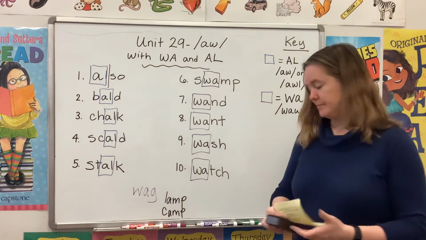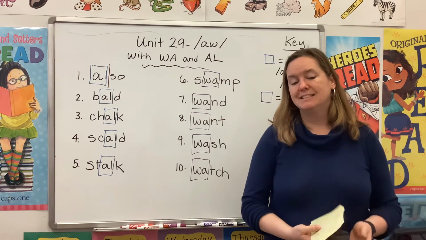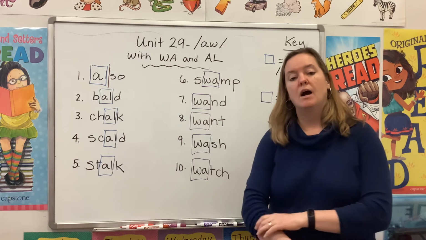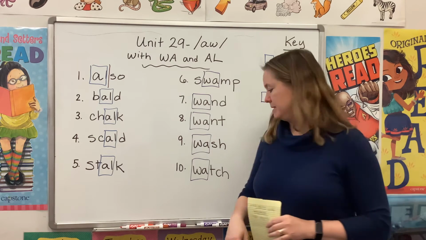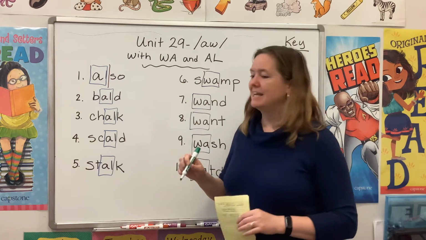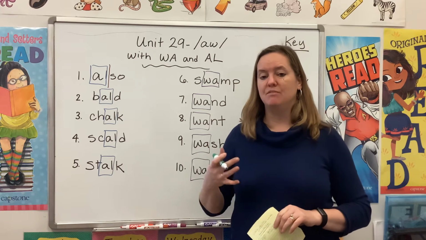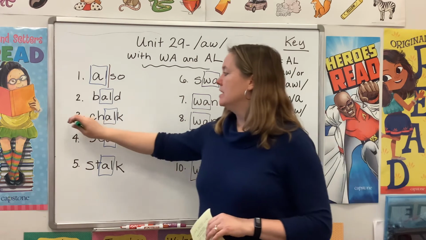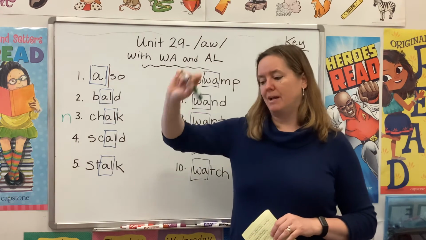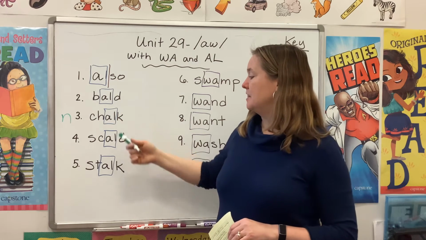Okay. What I'd like to do next is go through our list, talk about the meanings of the words, and as we do, we will figure out their part of speech. So let's start with nouns. Nouns are people, places, things. If you can touch it, if you can draw it, it is a noun. So chalk, you know what that is. You can use chalk to write on the board. You can use chalk to write on the sidewalk. That is a thing.